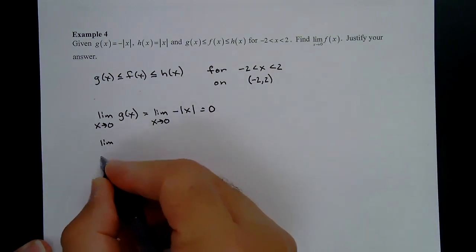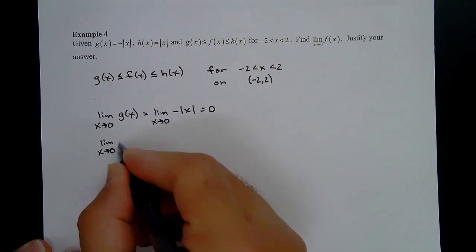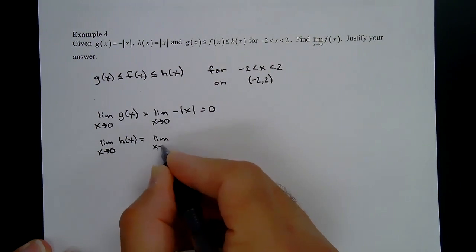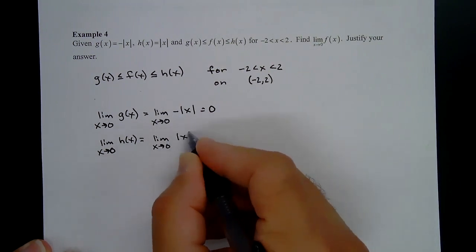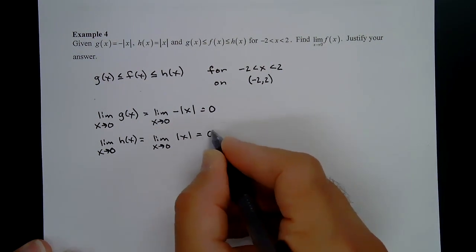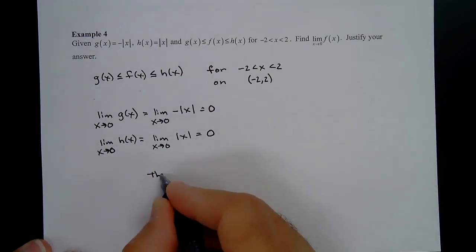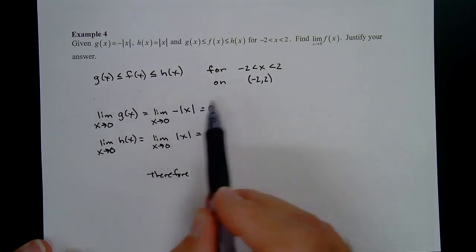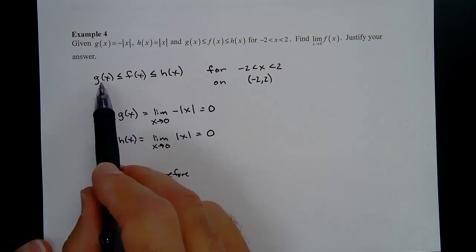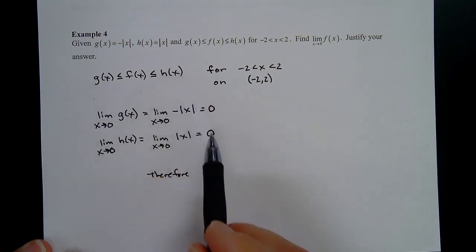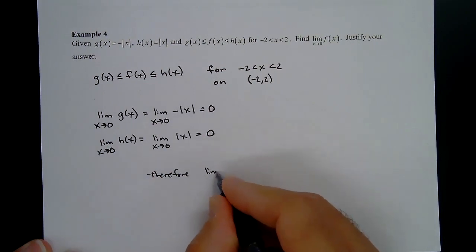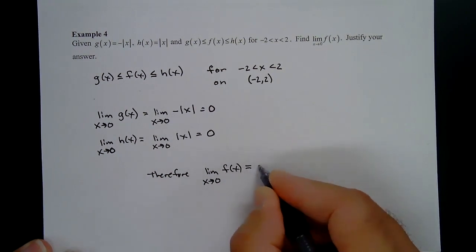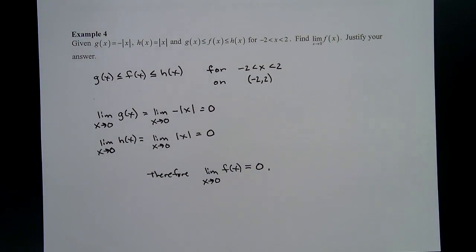And let's also find the limit as x approaches 0 of h of x, the outside function. So that'd be the limit as x approaches 0 of the absolute value of x. Again, you can do a direct substitution, and that's equal to 0. And therefore, f of x is sandwiched in between. And as we approach 0 with x, the one below is approaching 0, and the one above is approaching 0. Therefore, the limit as x approaches 0 of f of x would also have to equal 0. So we found the limit using this sandwich theorem.